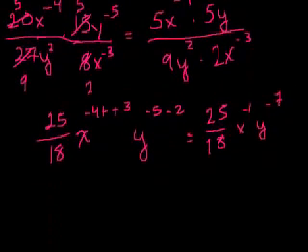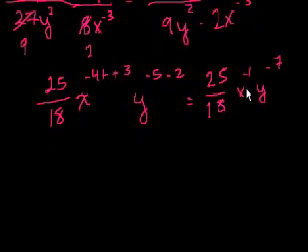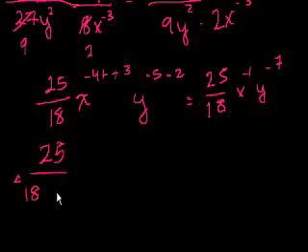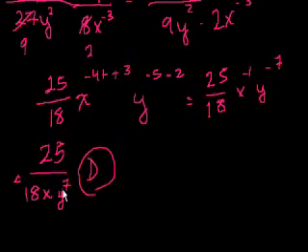And this is the same thing, because this is the same thing as 1 over x to the 1. This is the same thing as 1 over y to the 7. So this is equal to 25 over 18x, right? 1 over x, y to the 7th. Right? Y to the 7th in the denominator is the same thing as y to the minus 7 in the numerator. And anyway, that is choice, let's see, 25 over 18. That is choice D. Choice D. And I'm out of time. See you in the next video.